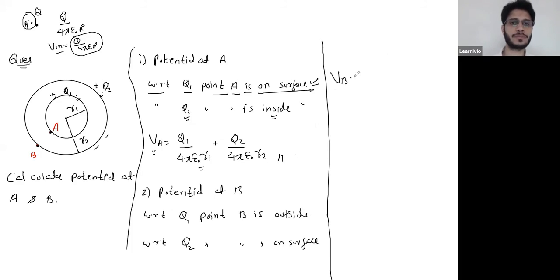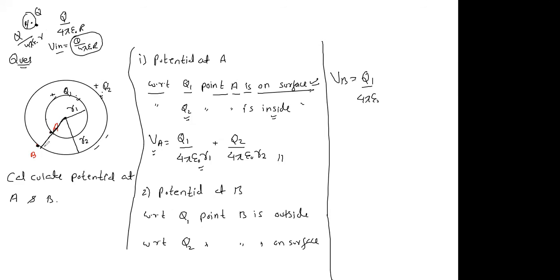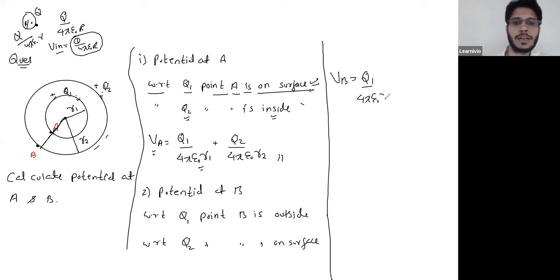So potential at B. Outside, the potential is Q1 by 4 pi epsilon naught times the separation between the center of the sphere and the point. Because it's outside, we use Q by 4 pi epsilon naught r, where small r is the separation between the center of the sphere and the point. So Joanna, what is the separation between the center of the first sphere and point B? R2. Right, so 4 pi epsilon naught R2.